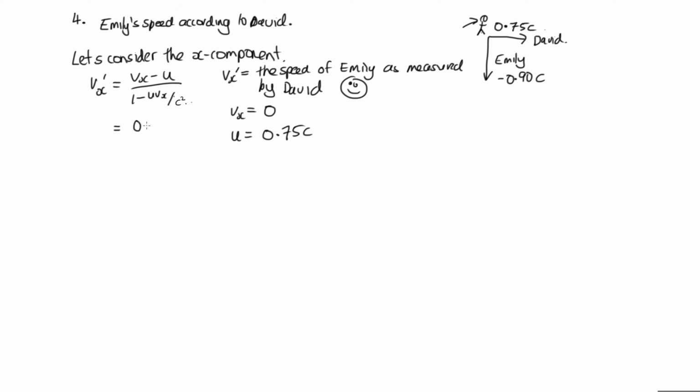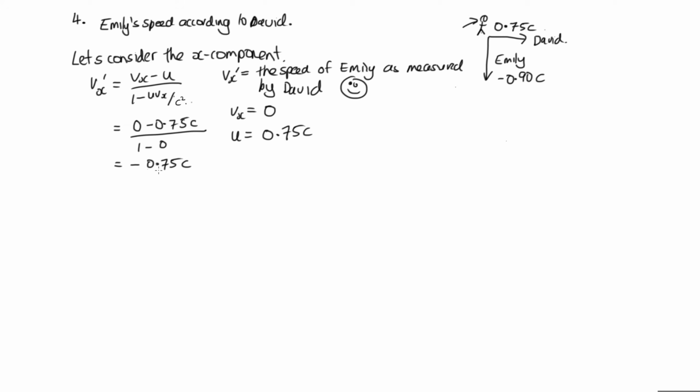So we've got 0 minus 0.75c over 1 minus 0 times 0.75. So we end up with minus 0.75c. Now let's just do a sanity check. If we were David, it would look to us like Emily was moving backwards in the negative x direction. So it's a fairly big number, which is what we'd expect because we are traveling fairly fast, but it's also negative. So it seems reasonable.